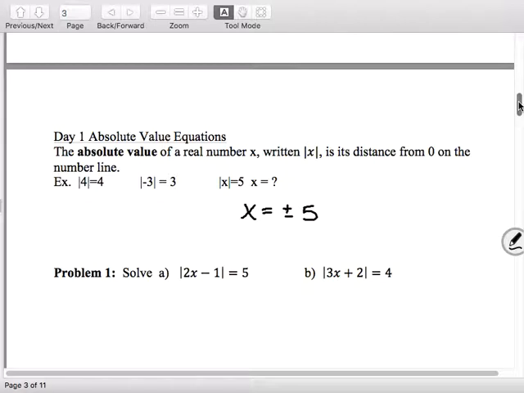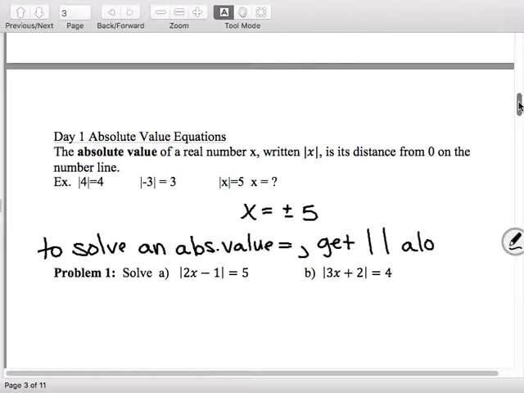So now here's a key piece of information, and I want you to write this down. To solve an absolute value equation, you must get the absolute value alone. This is super important. You have to get the absolute value alone. Write this down in your notes, okay? If you get it by itself, then what's in there is positive or negative. Just like |x| = 5, x is 5 or negative 5.